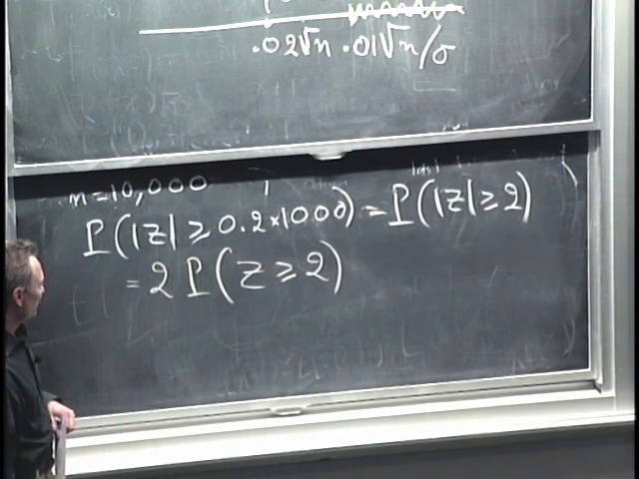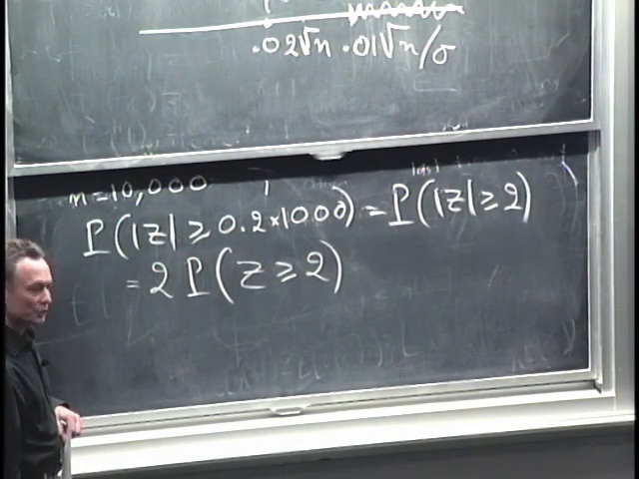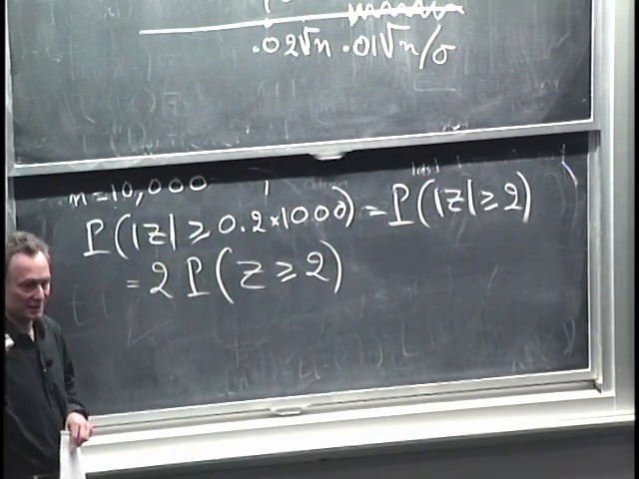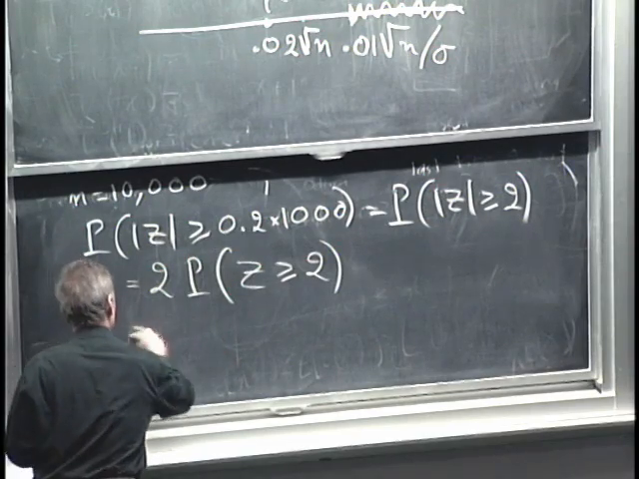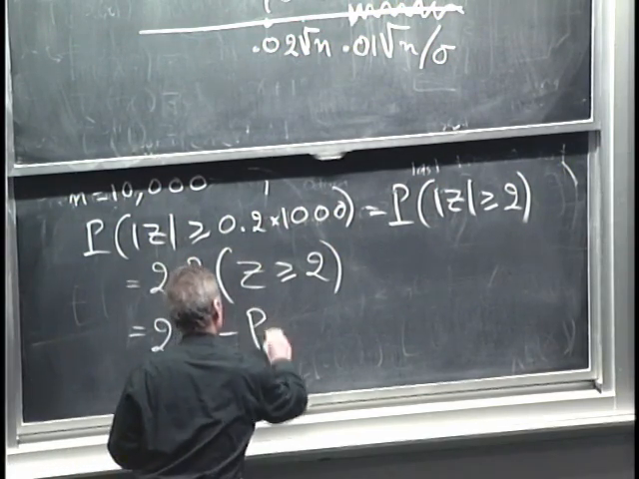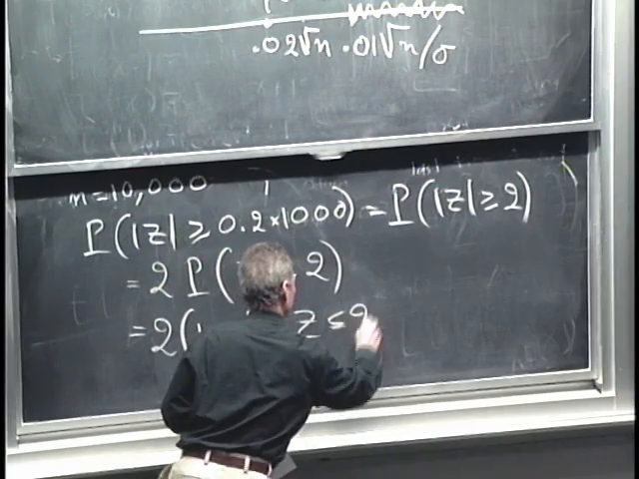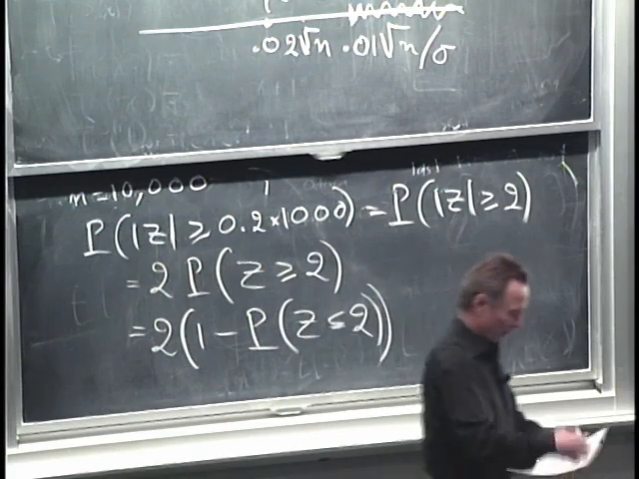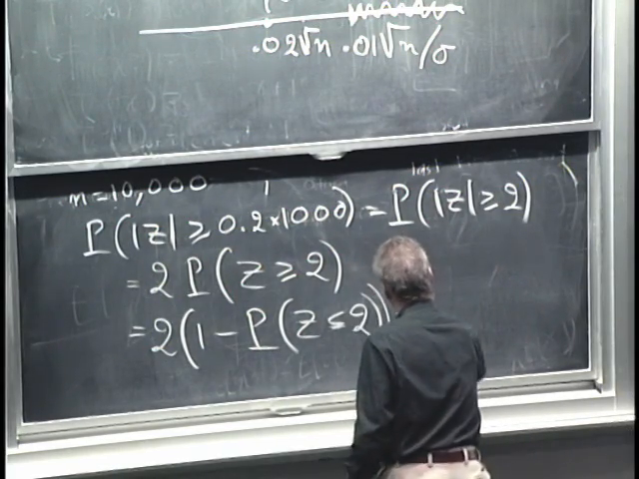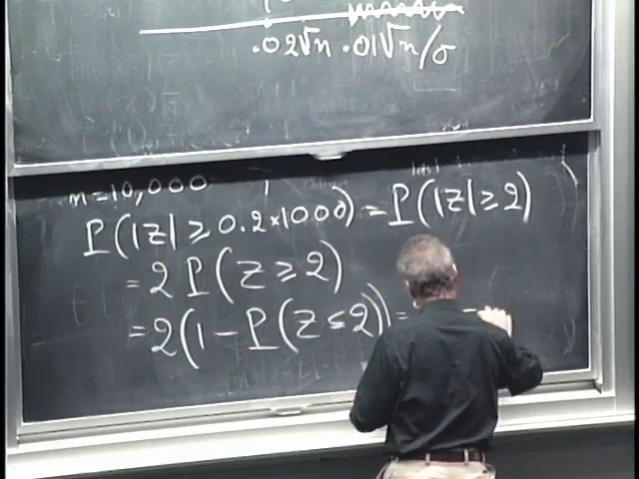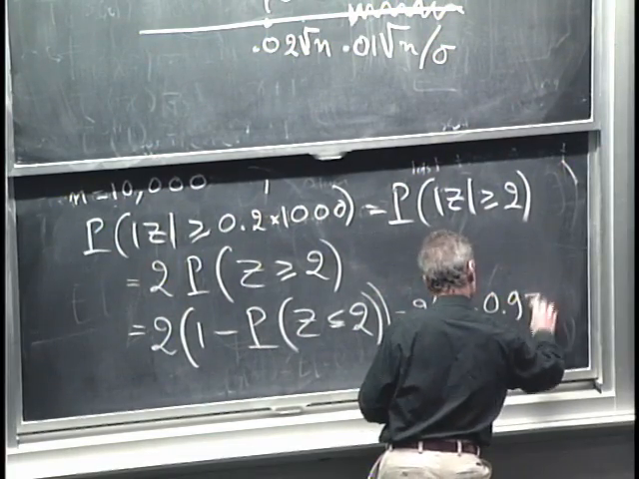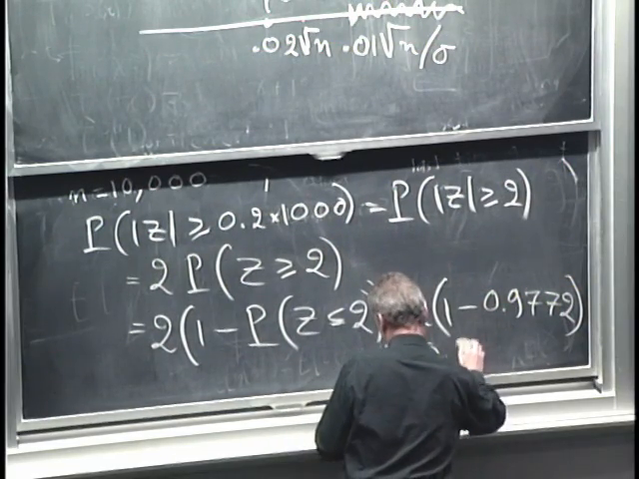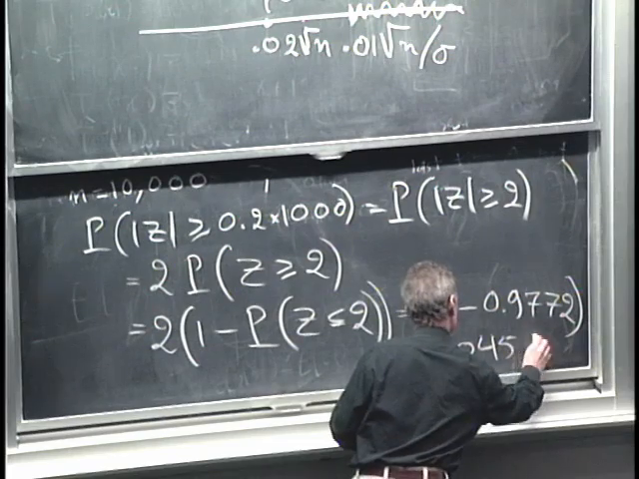Can we use the cumulative distribution function of z to calculate this? Well, almost. The cumulative gives us probabilities of being less than something, not bigger than something. So we need one more step and write this as 1 minus the probability that z is less than or equal to 2. And this probability, now you can read off from the normal tables. And the normal tables will tell you that this probability is 0.9772. And you do get an answer. And the answer is 0.0456.